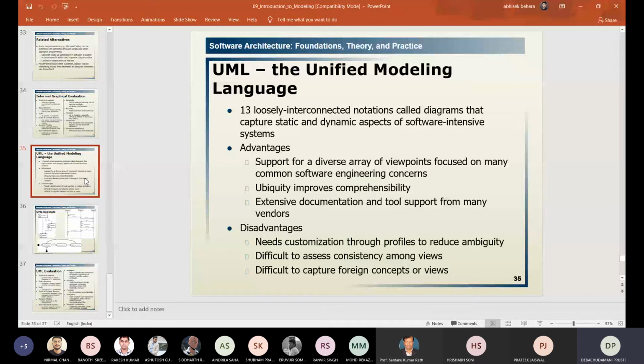Disadvantages: it needs customization through profiles to reduce ambiguity. It is difficult to assess the consistency among the views. Also, it is difficult to capture foreign concepts or views. A foreign concept means one which is not directly associated with your architecture. So it is difficult to capture foreign concepts.